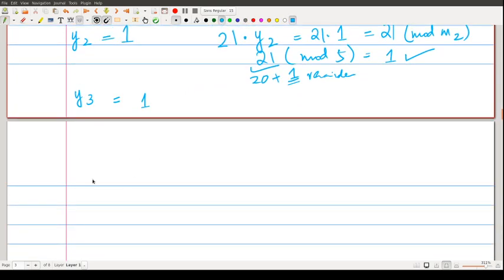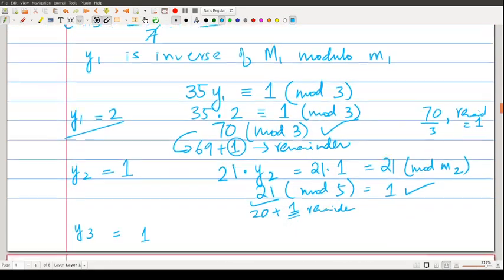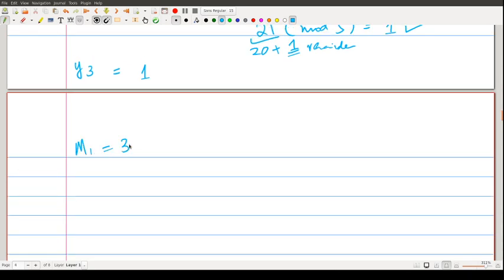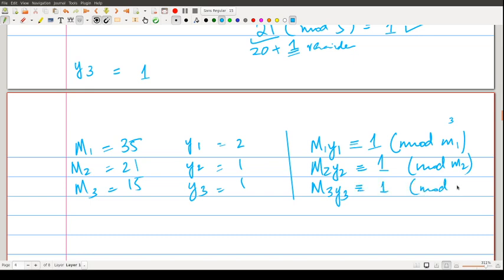So the idea is, let's just write these down. I have m1 equals 35, m2 equals 21, and m3 equals 15. The y1, y2, y3 that I've found are 2, 1 and 1. And I'm claiming that m1 y1 is congruent to 1, will leave a remainder of 1 modulo small m1, which for us is 3. m2 y2 will leave a remainder of 1 mod small m2, and m3 y3 will leave a remainder of 1 mod small m3. Okay, so these are the values that I've found.